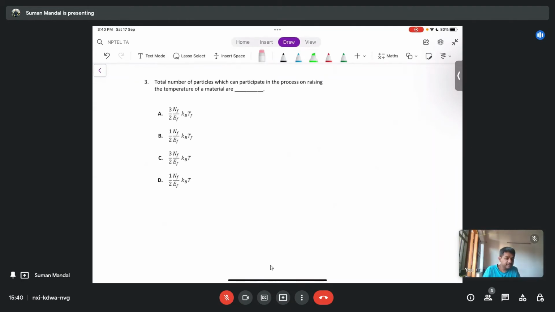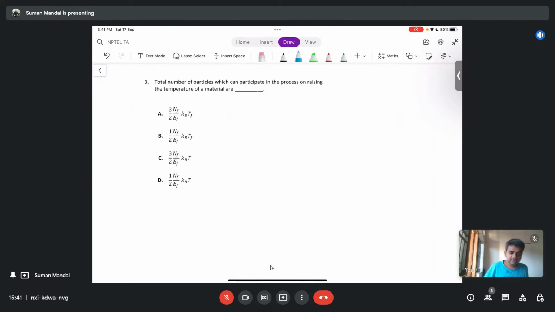So this is again a little bit long question. The total number of particles which can participate in the process of raising the temperature of a material are which of these values? It is the expression of CV that we have derived. From this we go towards the expression of CV. So 3 by 2 n of TF. We'll discuss it.